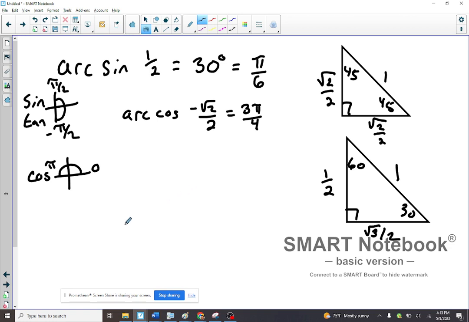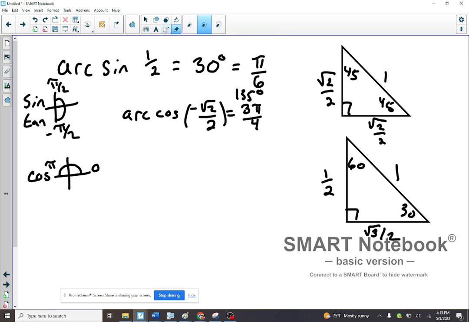Why is it negative? Isn't it 135? 135 would be degrees. If you put cosine of 135 degrees, you will get negative root 2 over 2. In the unit circle, that makes sense.